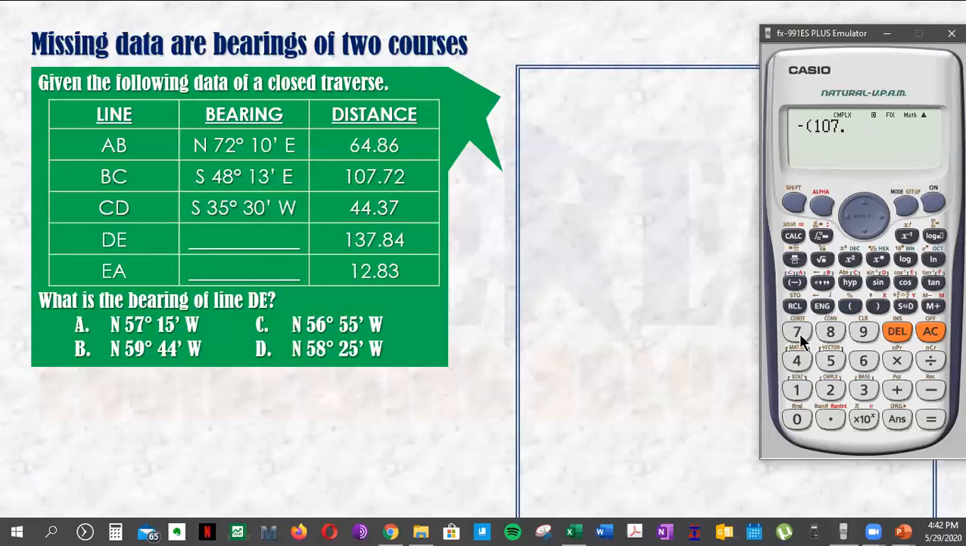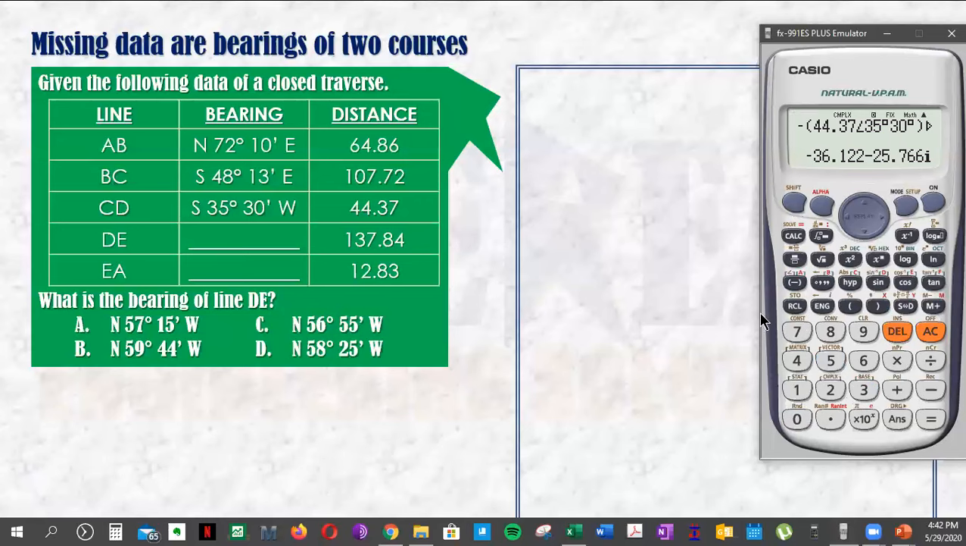107.72 angle negative of this, 48 degrees 13 minutes, so that the result will have a real part negative and an imaginary part positive. Okay, next, this one is southwest. So for southwest, this is the negative quantity of 44.37 angle 35 degrees 30 minutes. Okay, and I'm going to store this to C.